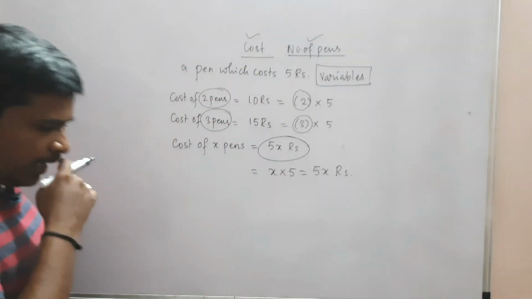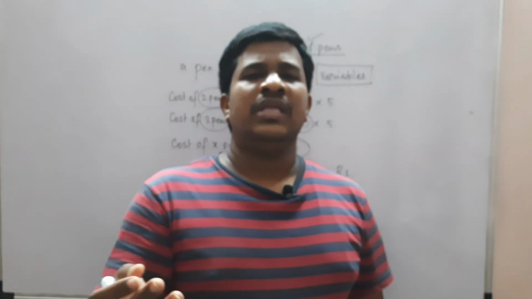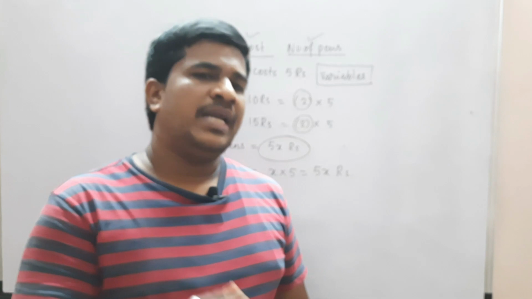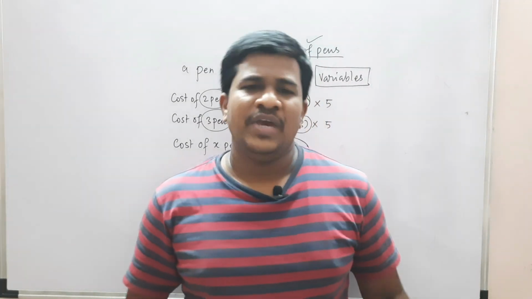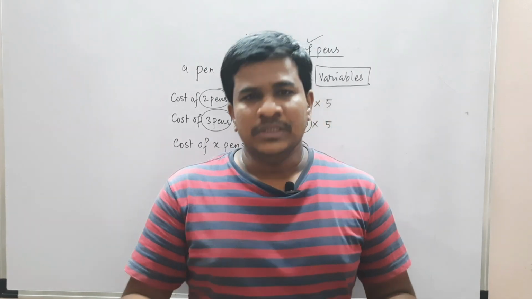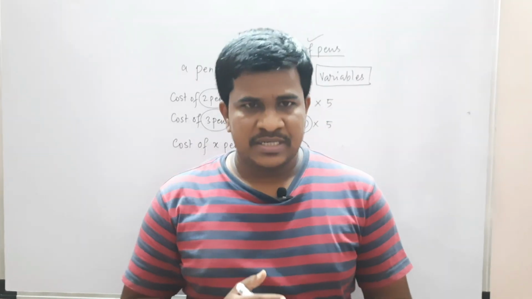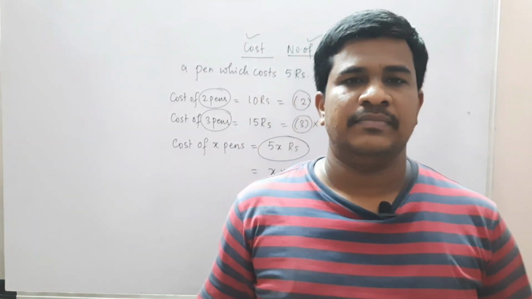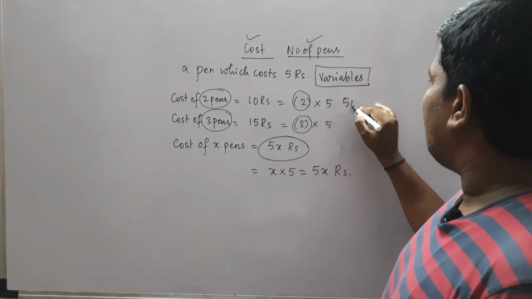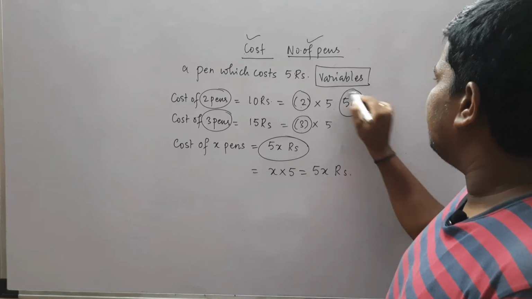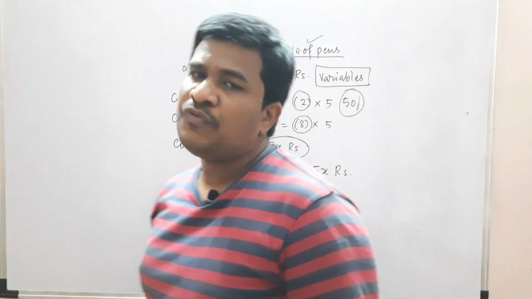So in this particular case, imagine that a student is celebrating a birthday where he wishes to distribute pens to his friends in the class. For example, the strength of the class is 50. 50 students are there.